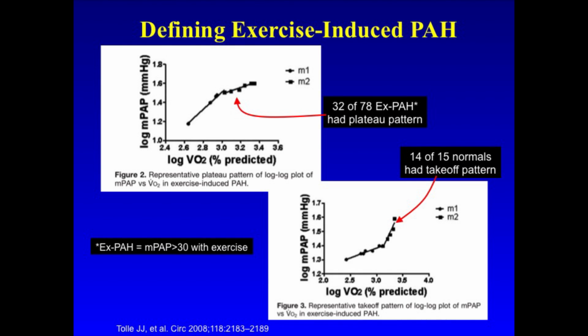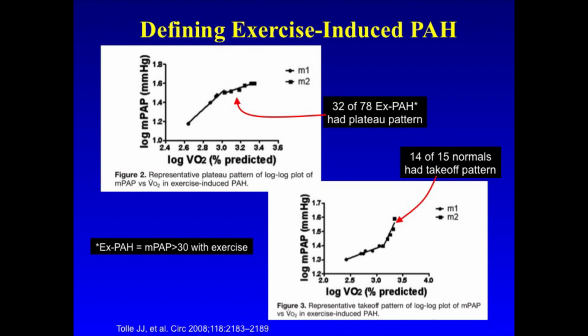So again, you're looking at patterns, and something that might help you at least determine that there's an intrinsic response abnormality in the pulmonary vasculature of patients who are predisposed to developing PAH. But over time, those patients may not develop PAH.